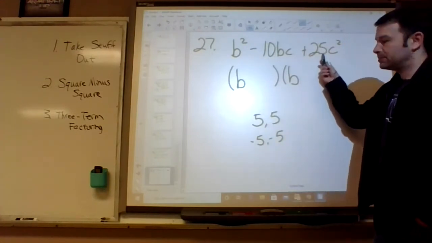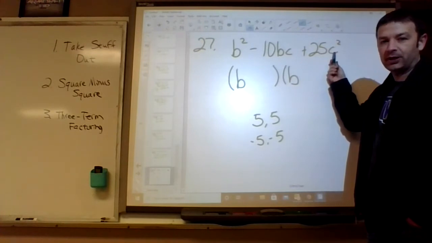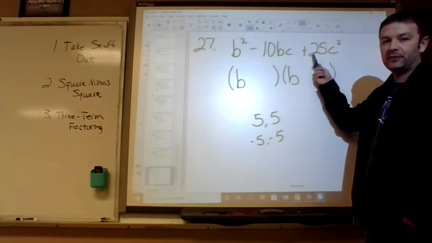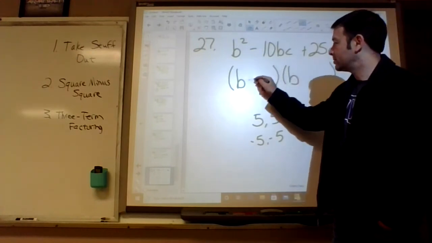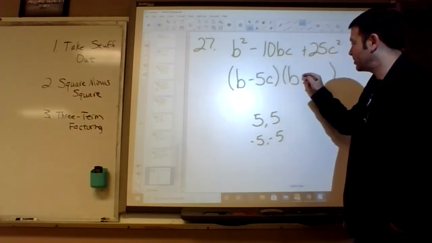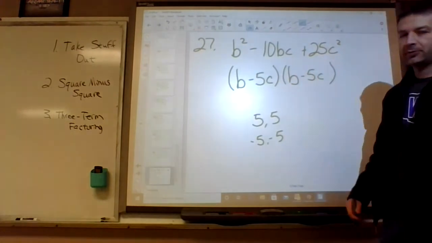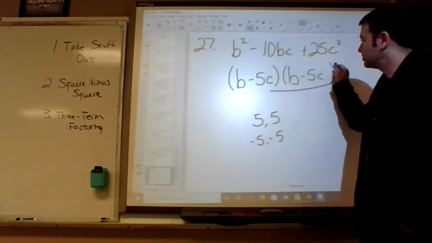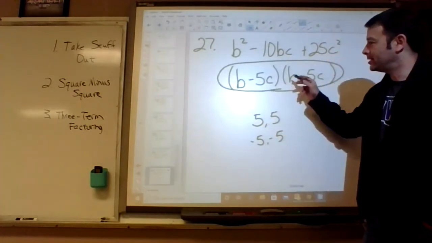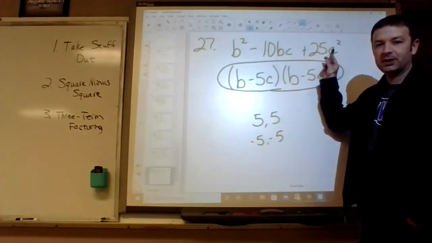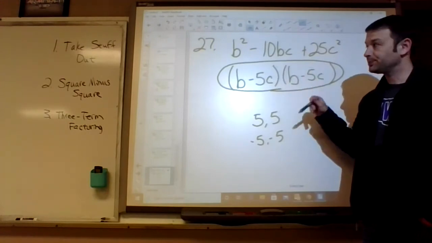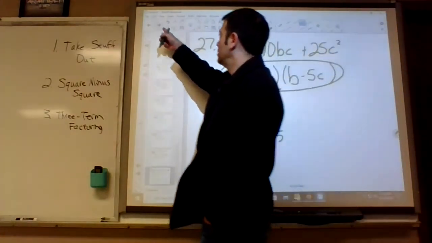Okay, but since there's a c squared there, what goes into 25 is negative 5c and negative 5c. So instead of just putting minus 5, I gotta put minus 5c on both. So it's really like number 7. The only difference is I put a c on the last two terms. Okay, 29.